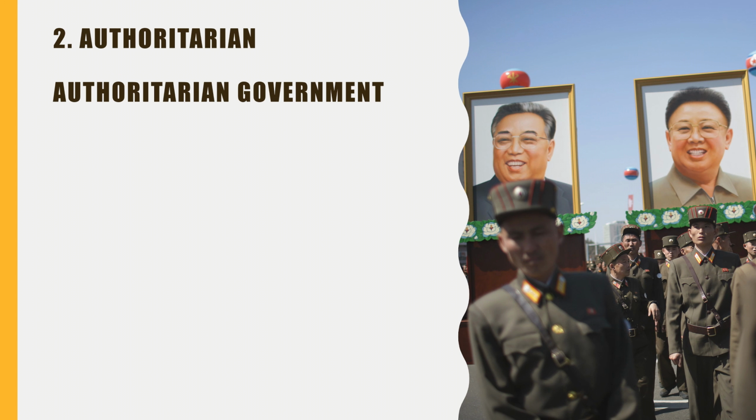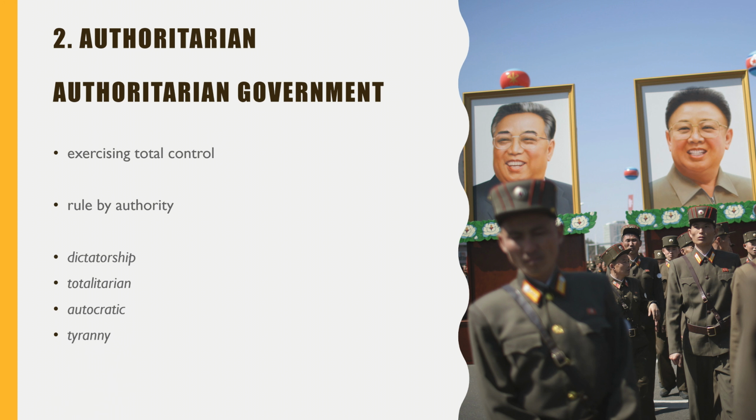Authoritarian. Authoritarian government. This means exercising total control or ruling by the authority of whatever power the government has. Then that dictator is called an authoritarian, and the government is called an authoritarian government. So generally, these are the other words that we think of when we think of something like North Korea and their leaders. We call them dictatorships, right?